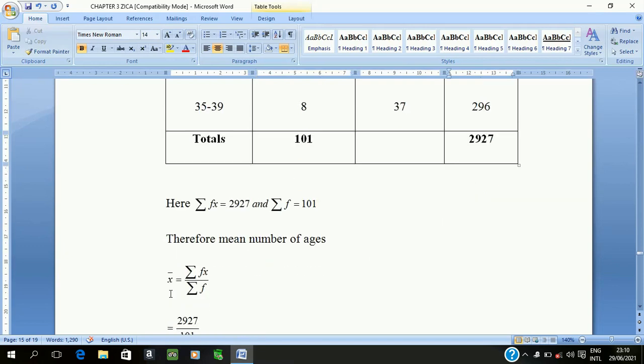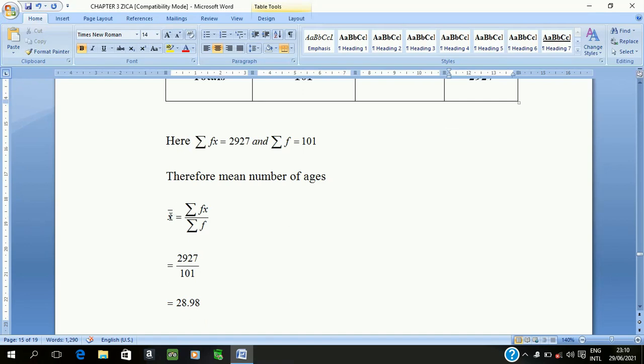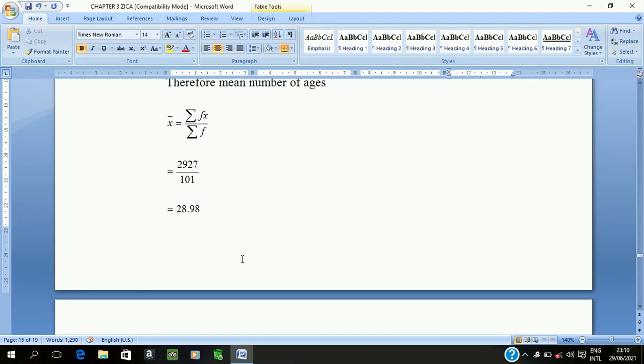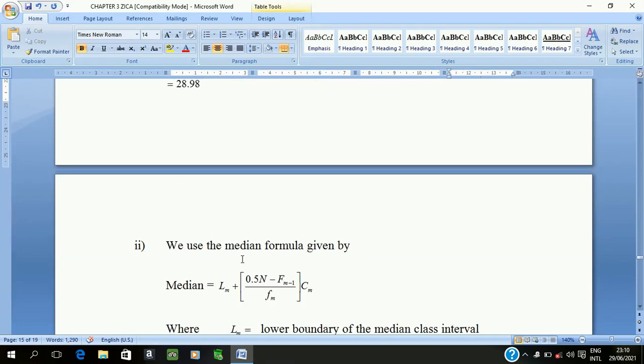So picking those figures, put them into the formula: mean equals summation fx divided by summation f. The mean is going to be 28.98. That's the mean for that data.